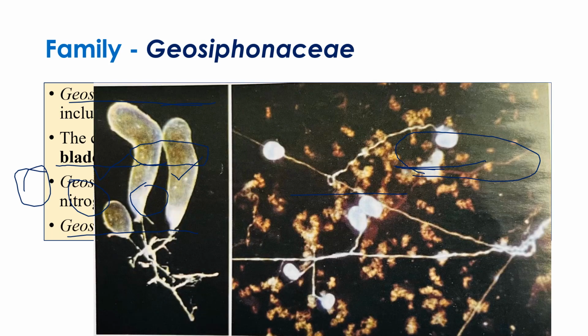This is a picture. If you look here, some kind of bladders or vesicles are formed, right? So this is generally for Nostoc, where the fungus Geosiphon produces them.